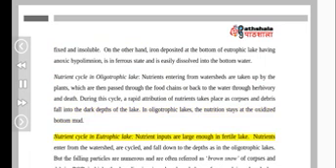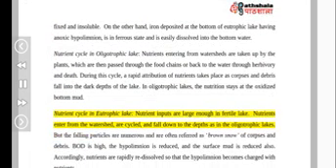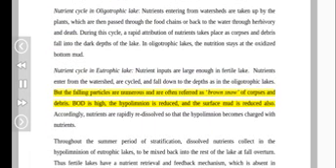Nutrient cycle in eutrophic lake. Nutrient inputs are large enough in a fertile lake. Nutrients enter from the watershed, are cycled, and fall down to the depths as in the oligotrophic lakes. But the falling particles are numerous and are often referred to as brown snow of corpses and debris. BOD is high, the hypolimnion is reduced, and the surface mud is reduced also. Accordingly, nutrients are rapidly redissolved so that the hypolimnion becomes charged with nutrients.